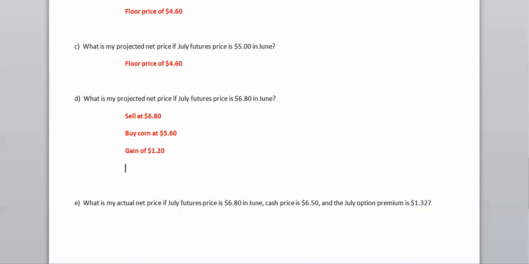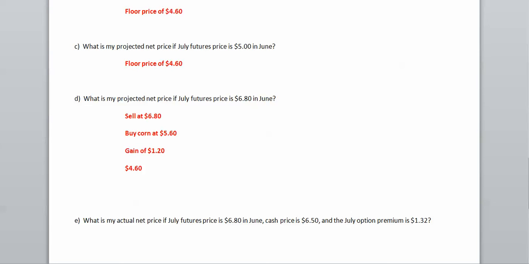We take that $1.20 gain and add that to our $4.60 that we already got. We end up with $5.80. So, in other words, we exercised the option, we bought at $5.60, we get to turn around and sell it at $6.80. That's a gain of $1.20. We add that to the $4.60, which is what we already had in our pocket from a previous sale. That gives us a realized price of $5.80.